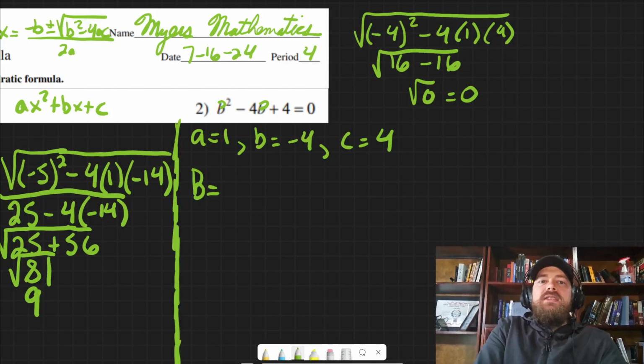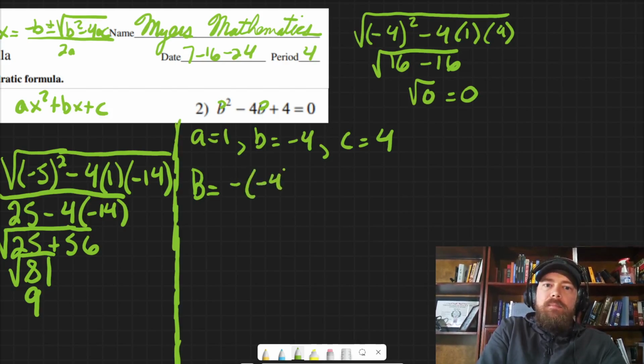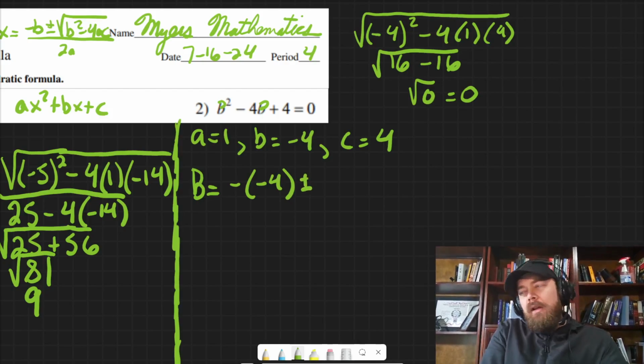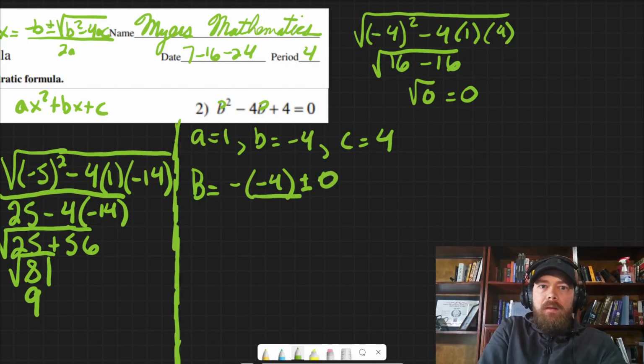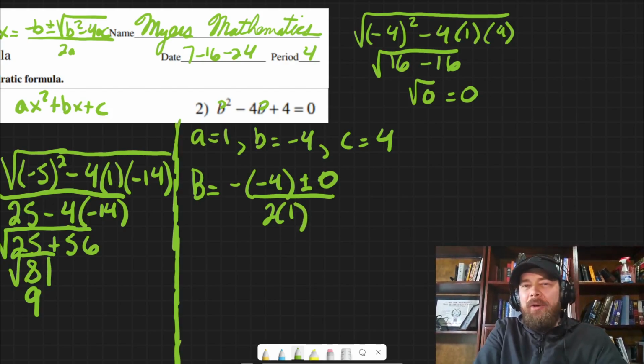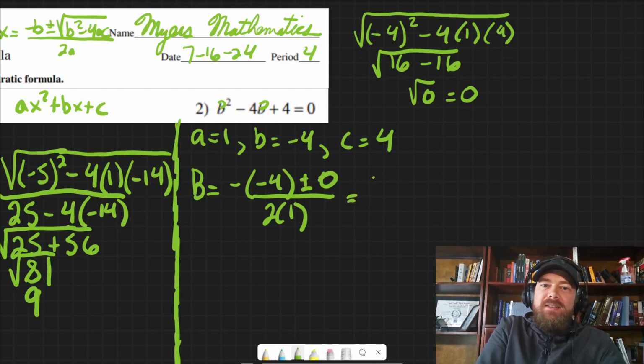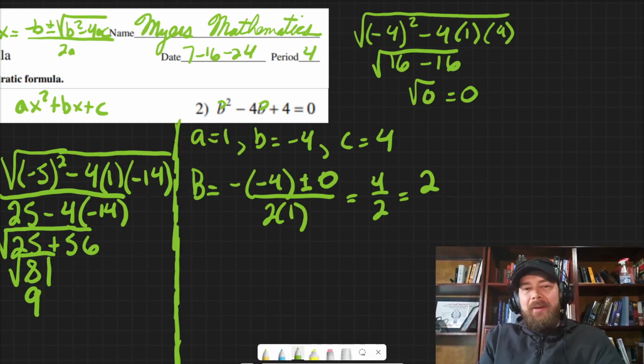Okay, so capital B is equal to negative b plus or minus the square root of b squared minus 4ac, and that is 0, all over 2a. Well, actually, this one's a lot easier to do because plus or minus 0 is 0. If you add 0, it's still that number, and if you minus 0, it's still that number. So this is literally just 4 over 2, which is 2. So there we go. The answer is 2.